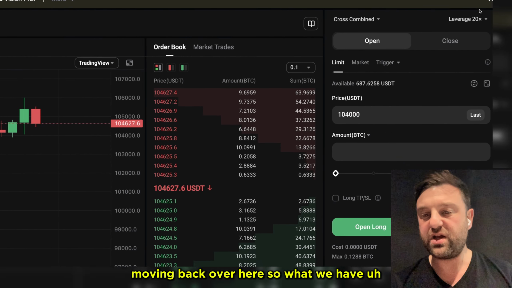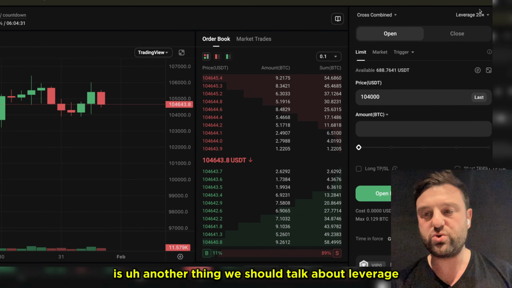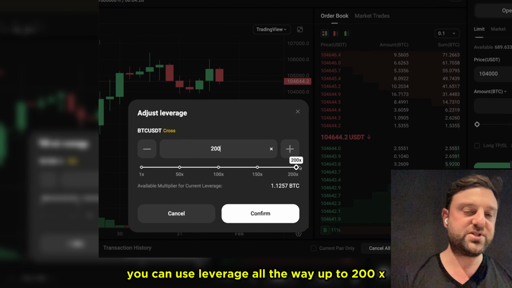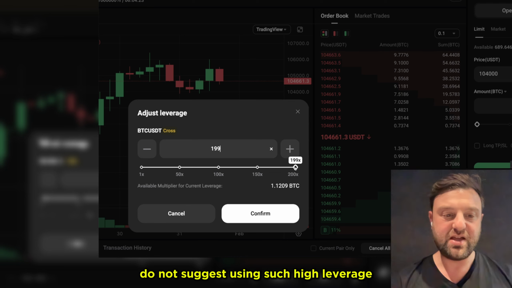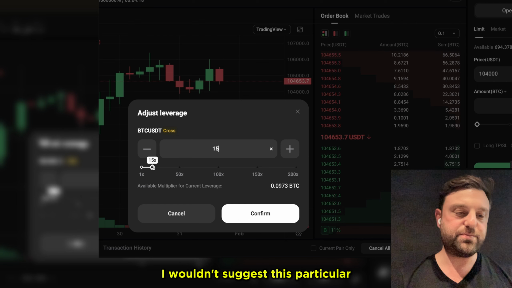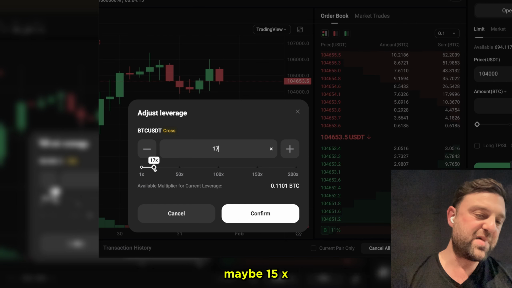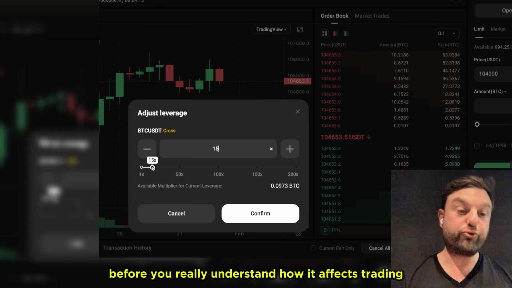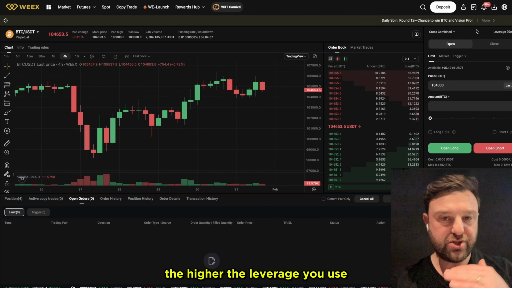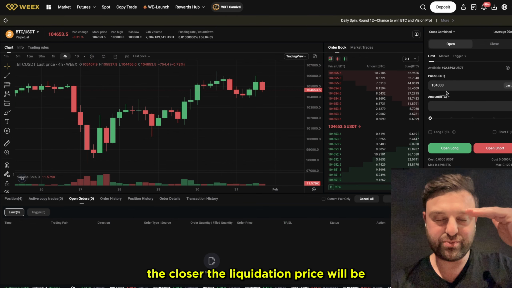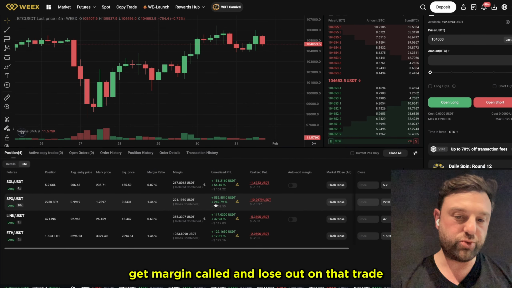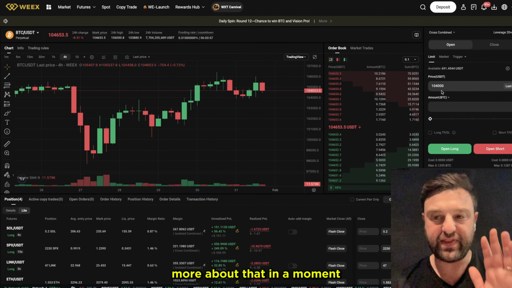So what we have is another thing we should talk about, leverage. Now on WEEX, you can use leverage all the way up to 200x. I do not suggest using such high leverage, even 100x, even 50x, all very high. I wouldn't suggest, particularly as a beginner, to use anything more than 10, maybe 15x before you really understand how it affects trading. The higher the leverage you use, the closer the liquidation price will be. And the liquidation price is where you will get margin called and lose out on that trade. More about that in a moment.